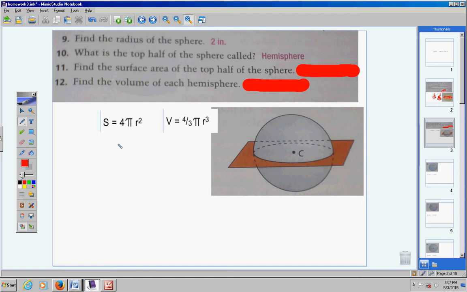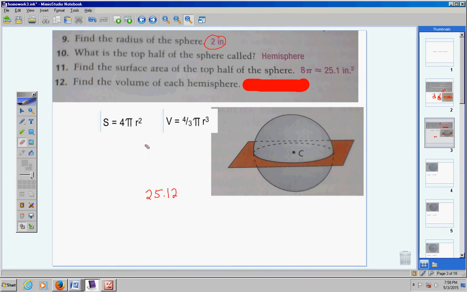So real quick, surface area of the sphere would be 4 times 3.14 times the radius we found, 2 squared. If we multiply that through, 3.14 times 2 squared is 4, so 50.24. But hold it, that's the surface area of the entire sphere. They want just the top. If you cut this in half, you'll get 25.12. So the surface area of the top half, or the bottom half, of the sphere is 25.12 inches, or 25.1 inches.